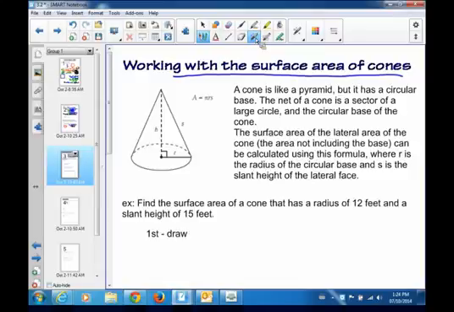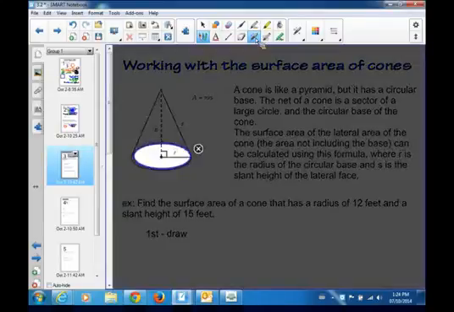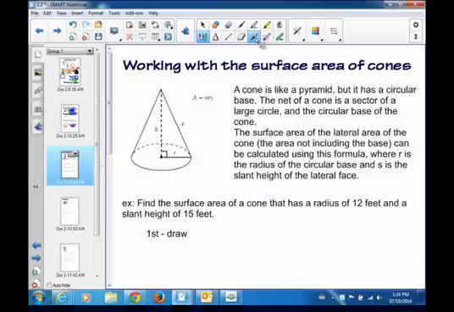Now, circular base, and then a triangular kind of like it's a teepee, right? Cone's like a pyramid, but it has a circular base. The net of a cone is a sector of a large circle and the circular base of the cone. Meaning if you took out the canvas of the teepee, it's actually curved when you lay it flat, isn't it? Right?